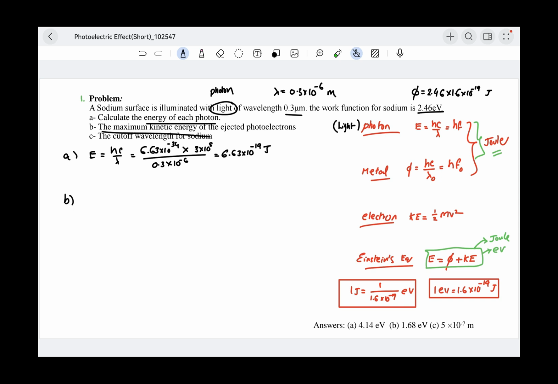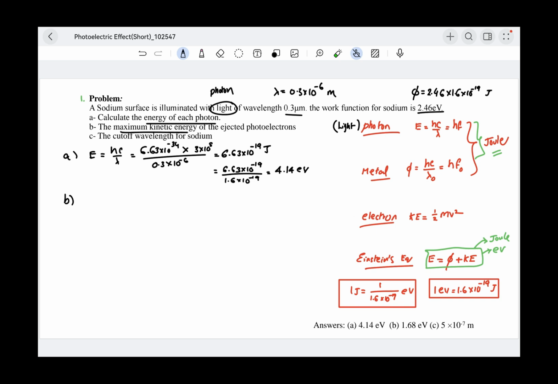The maximum kinetic energy of the ejected electrons. It's up to us. Here in the previous one, we can also convert the joule into the electron volt. That is 6.63 times 10 to the power of minus 19 over 1.6 into 10 to the power of minus 19. The answer is 4.14 electron volt.